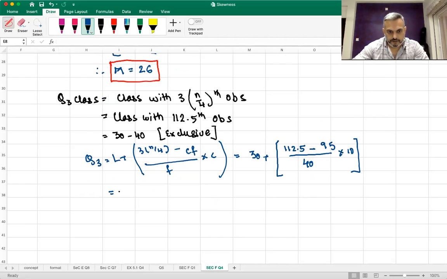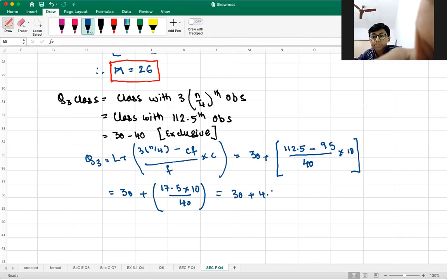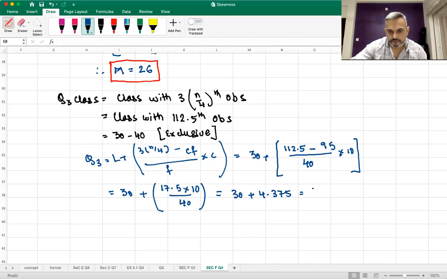So which is equal to 30 plus 112.5 minus 95 is 17.5 into 10 divided by 40, which is 30 plus 4.375, which is equal to 34.375. So therefore Q3 is equal to 34.375. Let me highlight it for you.